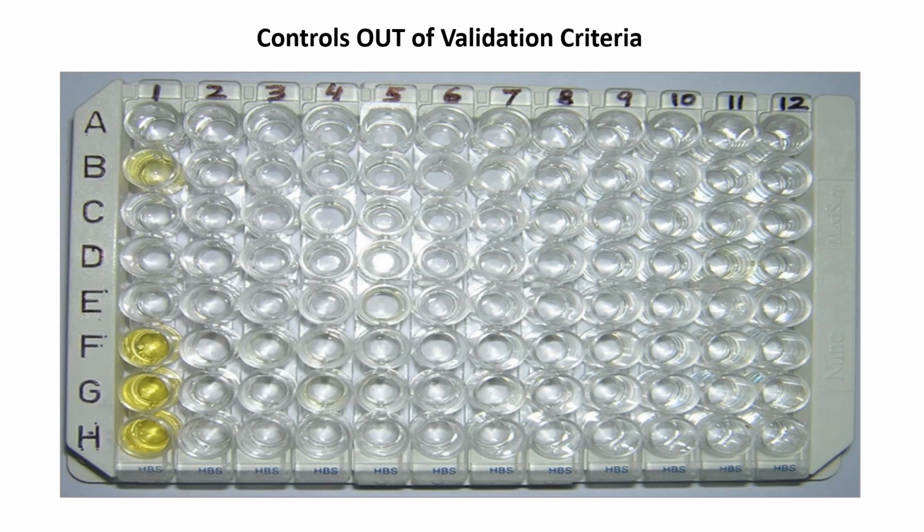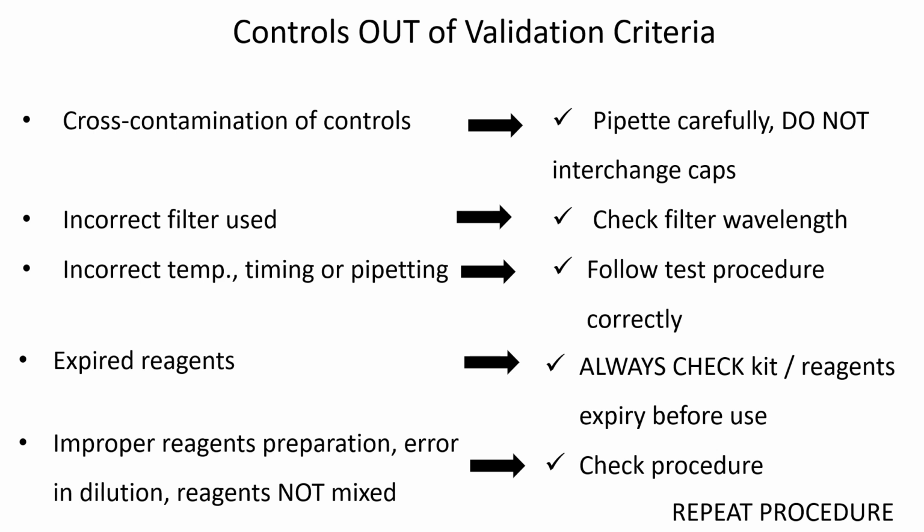Then control out of validation criteria. There is a cross contamination of the control, so we have to check the pipettes and interchange the caps. Incorrect filter used: check the filter wavelength. Incorrect temperature, timing, and pipetting: so we have to follow the SOP properly.